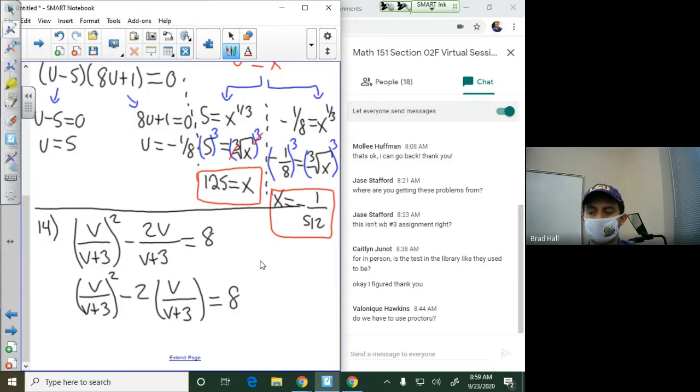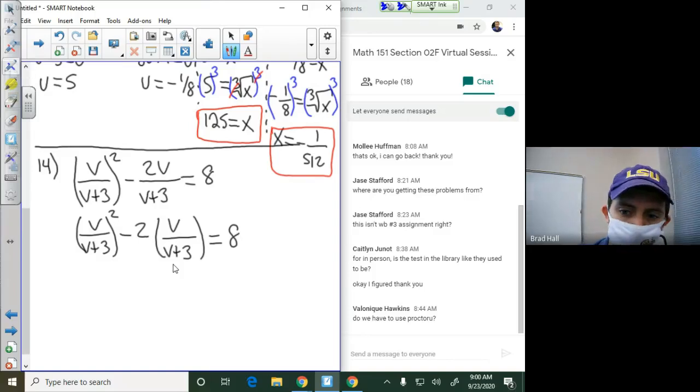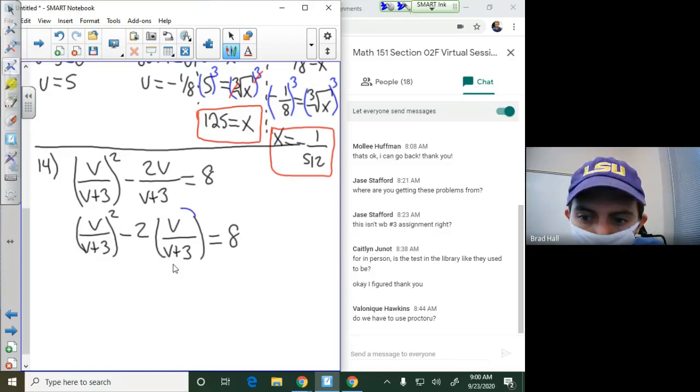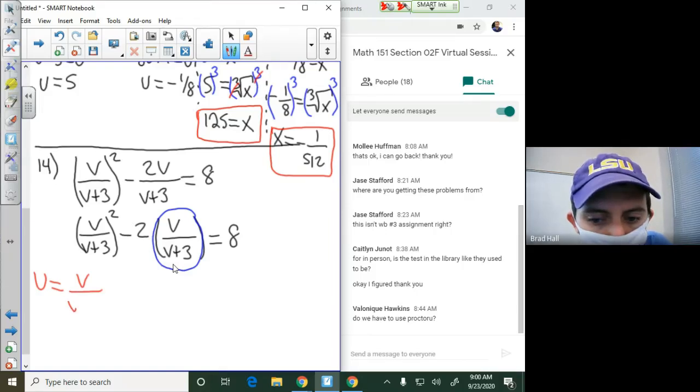So this is the same exact thing. You can bring the 2 out or have the 2 in the numerator. It still means you're multiplying -2 times that. And now it makes it clear what the pattern is. So the pattern is, of course, v divided by v plus 3. So that is what we will let u equal. That is the repetition here.